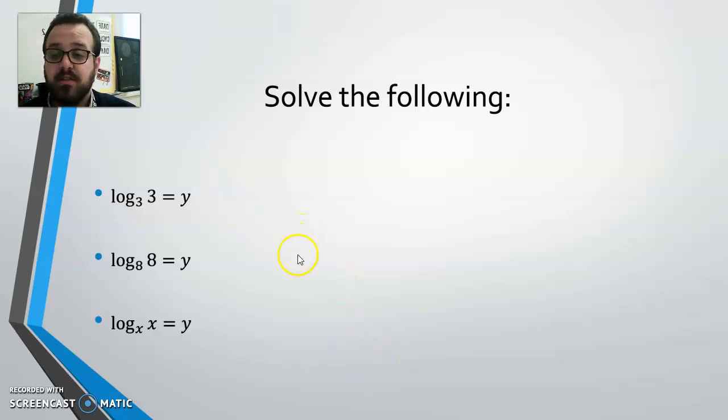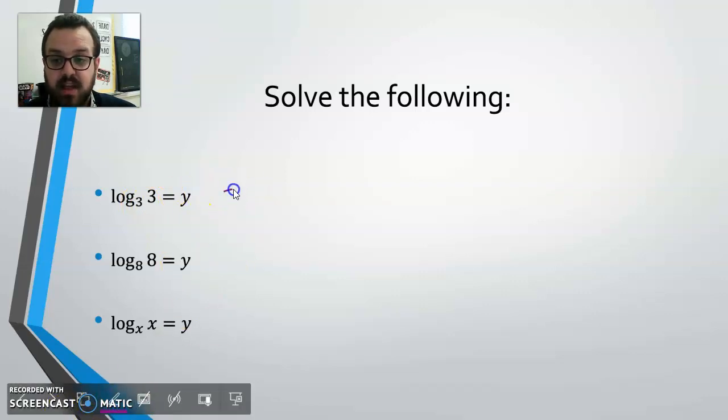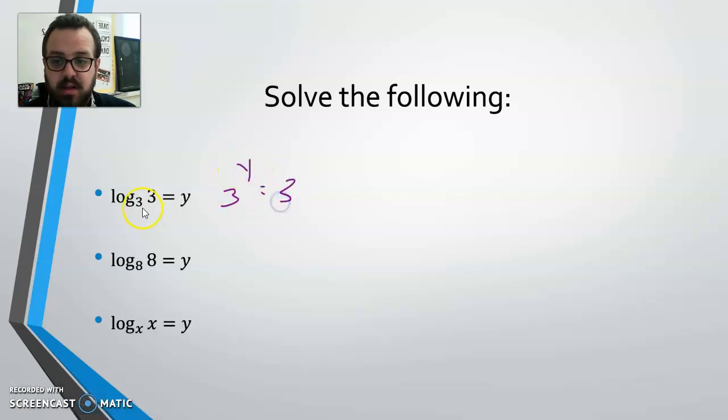Okay, so for each of these, hopefully what you realize is that in order for this to make sense, if I think about writing it as an exponential, this would say 3 to the y equals 3, right? So the base to this should equal this. Well, that means that y would have to equal 1. And for all of these, y is equal to 1 for all of them, okay?